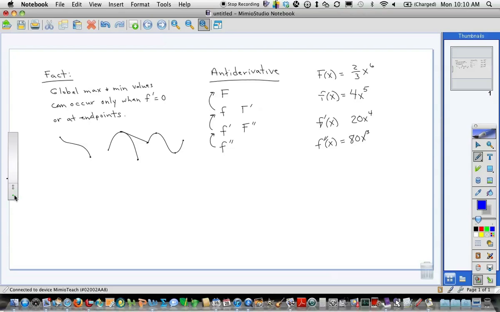Now, there's two things to consider. First thing I'd like then is a rule. If I have f of x equals x to the n power, then what is your rule for what big F would be then? The antiderivative. How can we write that as a rule?